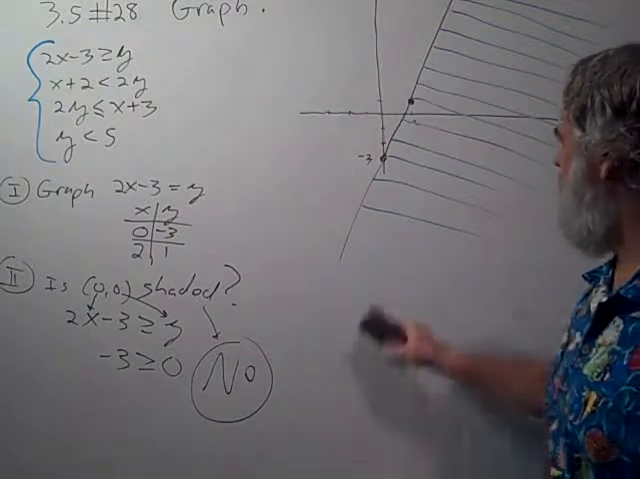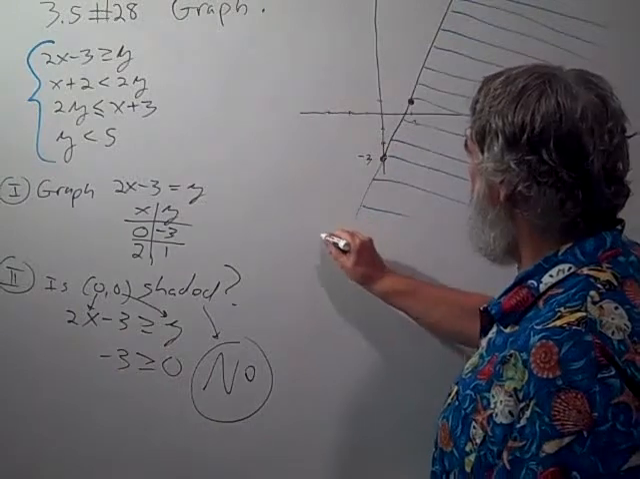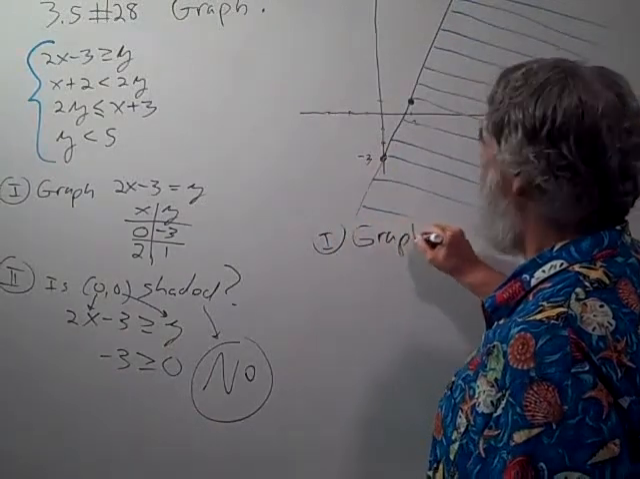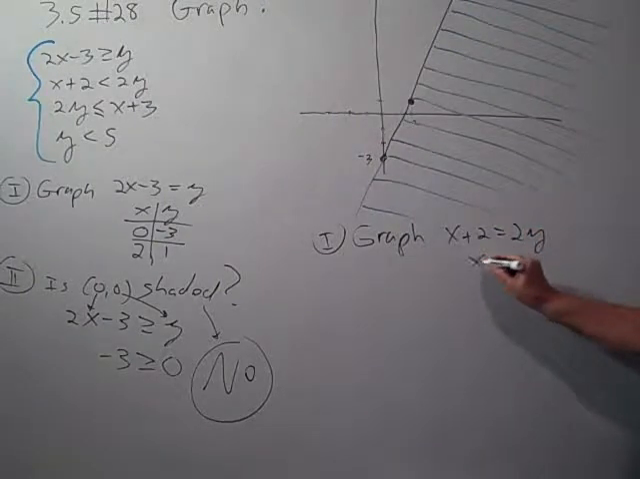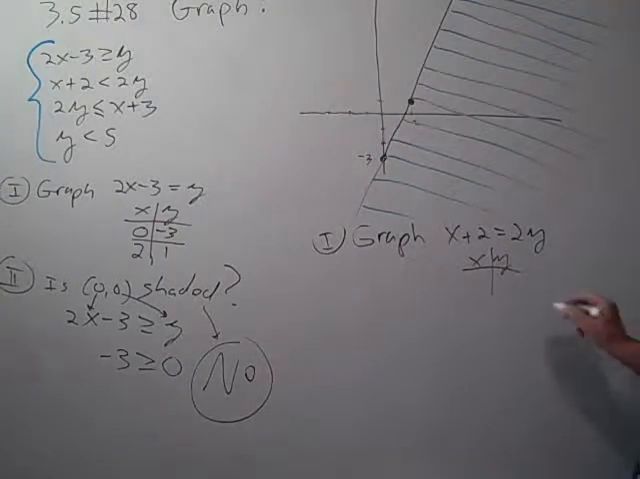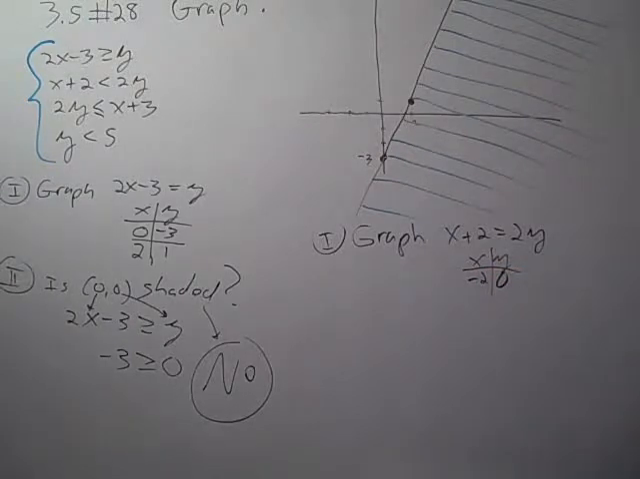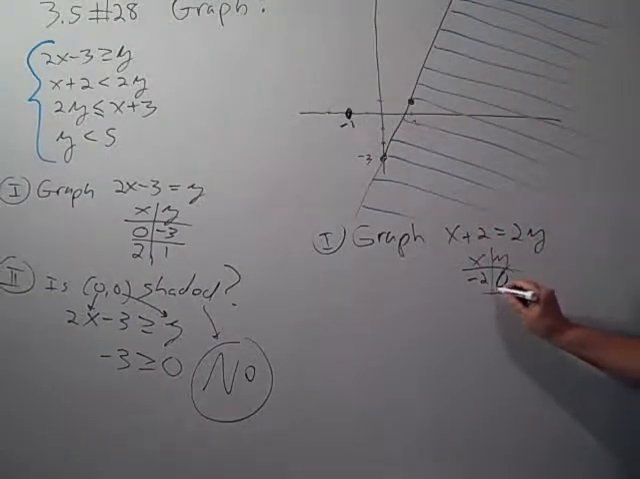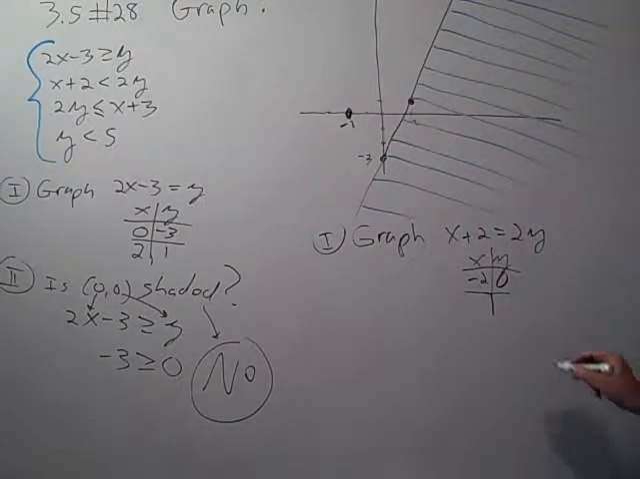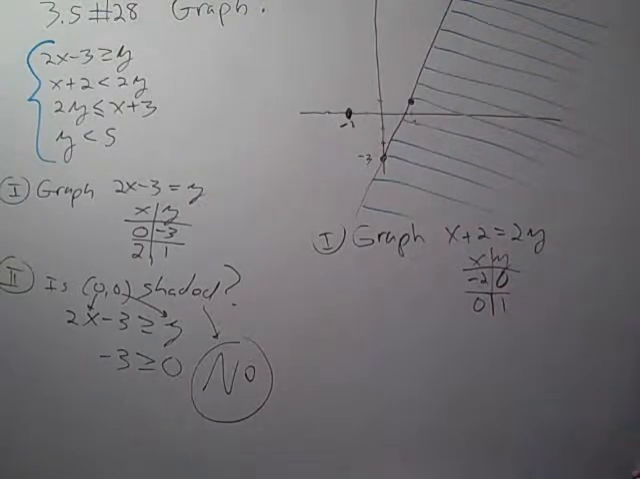Okay, so that's the first one. Three to go. So for the second one, we first graph the line x plus 2 equals 2 times y. Finding an xy pair on this line, if y is 0, then x plus 2 adds up to 0, so x must be negative 2. So that's an x-intercept at negative 2. On the other hand, if x is 0, then 2 is equal to 2 times y. Well, 2 times 1 is equal to 2. So there are two points on this line, and we can graph it.